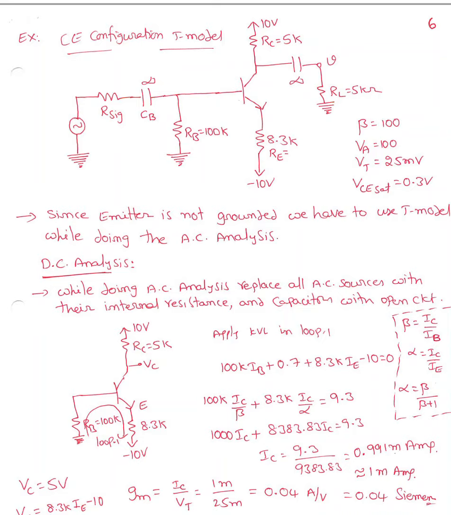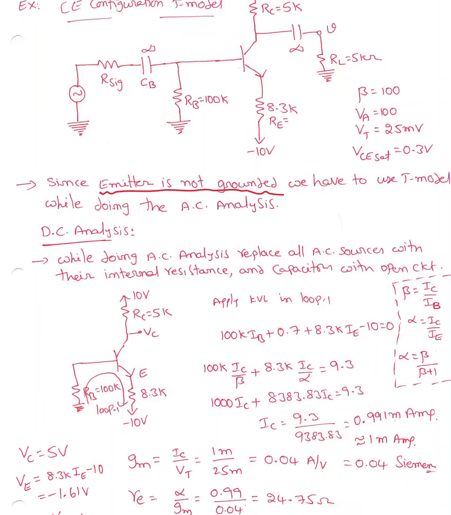In this video, I'm going to talk about a CE configuration small signal amplifier with the T model. When do we use the T model or the pi model? If the emitter is not grounded while doing AC analysis, then we'll use the T model. If it is grounded, then we'll use the pi model. I'm sorry again, I'm using my PDF document. I already went through this problem in the class, so I'm going to go over it again for review.